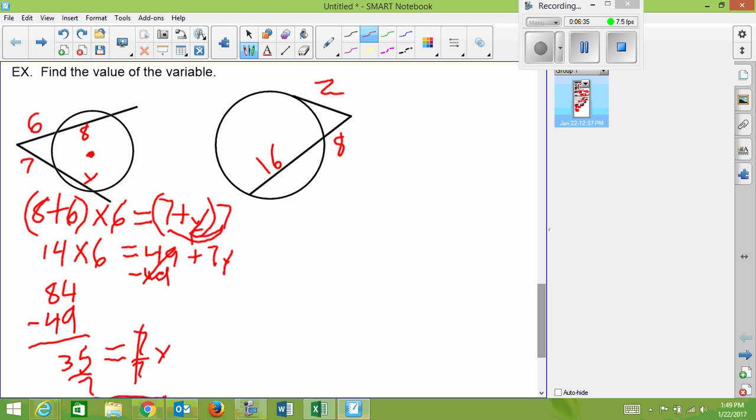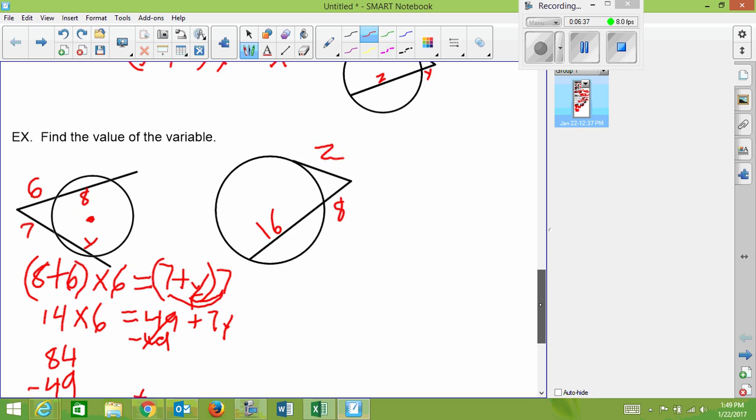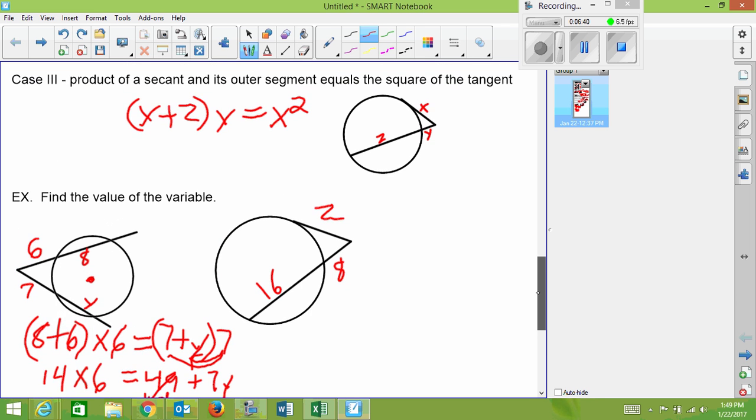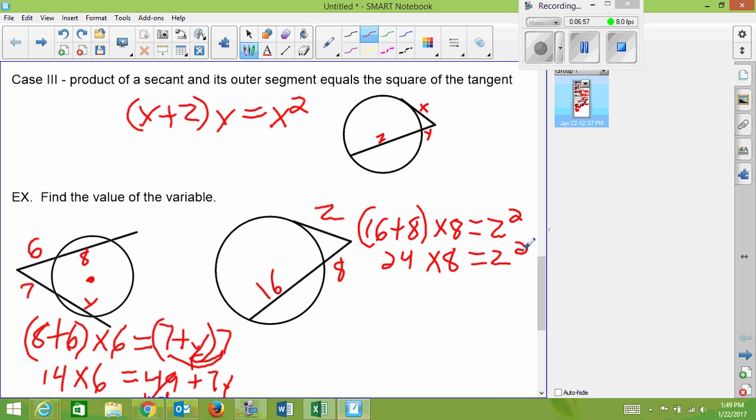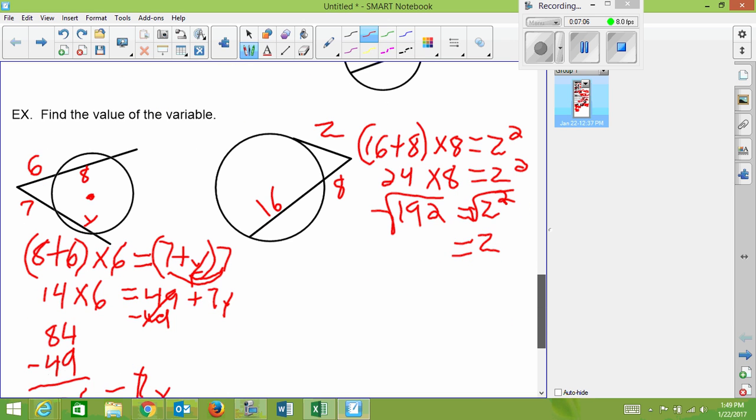For the z, I'm going to use case 3, because case 3 is the one that says the product of a secant and its outer segment equals the square of the tangent. So 16 plus 8 times 8 has to equal z squared. So 24 times 8 equals z squared. 24 times 8 is 192 equals z squared. And I want to solve for z, so I have to take the square root of 192. It does not come out even.